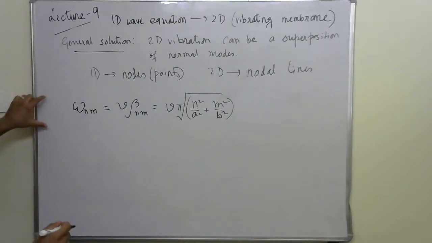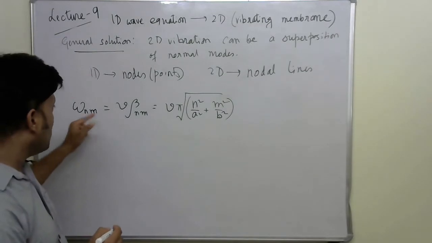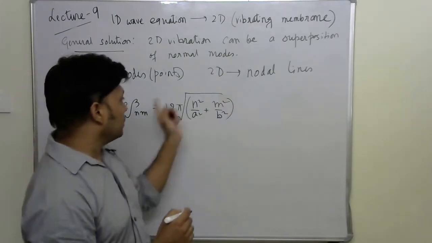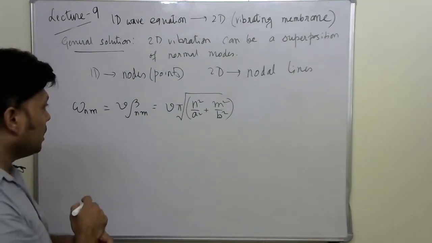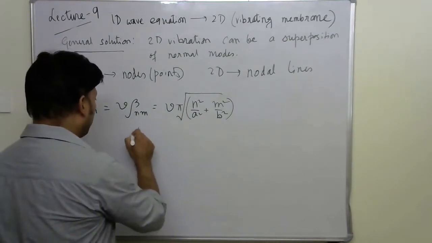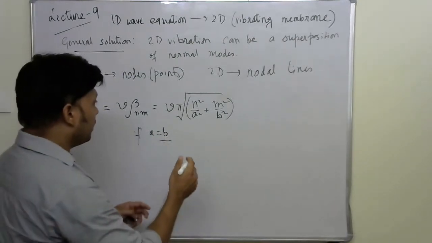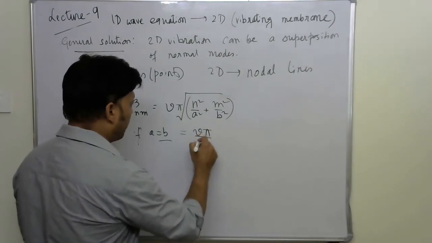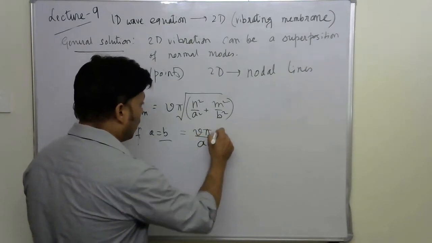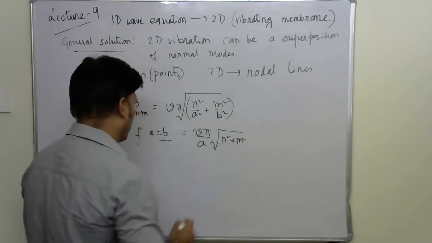Before we go further, let's assess the omega nm value. So omega nm can be written like this. We have already found out the value of beta nm. Here, if a is equal to b, meaning we have a square membrane, then of course this would be written as velocity times pi divided by a, whole root over n square plus m square.